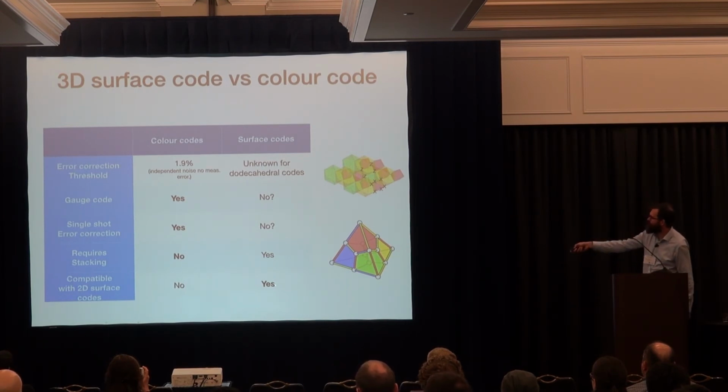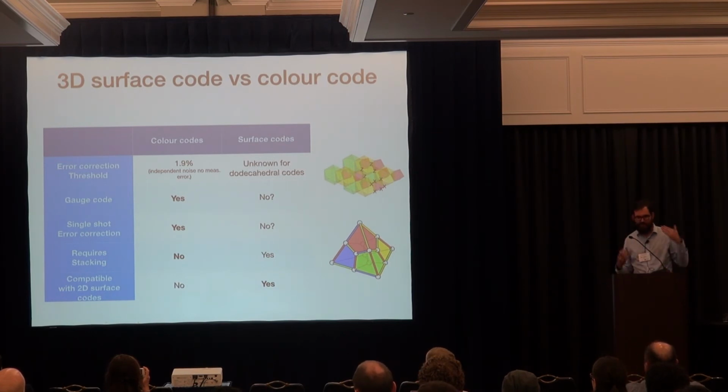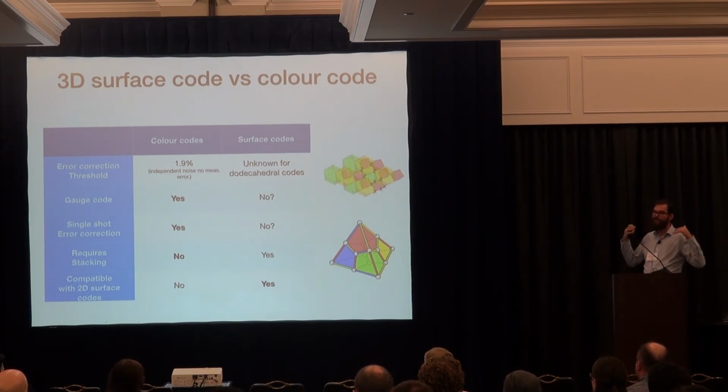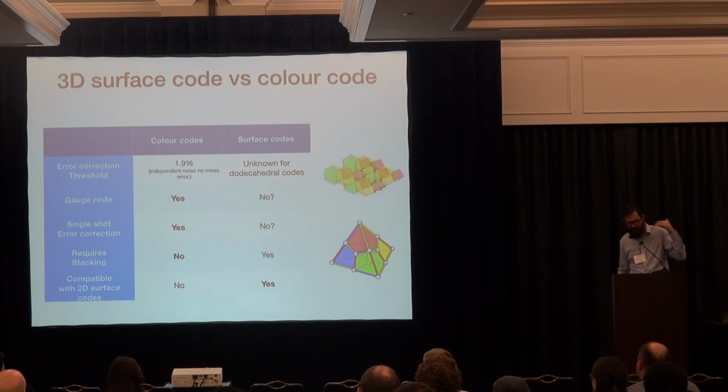Well, this sort of summarizes what we know. I've put in bold the cases where one or the other is winning. And we have possibly a higher threshold in the 3D surface codes. We don't yet know what the threshold will look like for the dodecahedral case. It could be worse. The 3D color code, of course, has the gauge code construction, which brings with it a huge number of advantages, in particular single-shot error correction, which really does remarkable things and gives you significant resilience to measurement error.